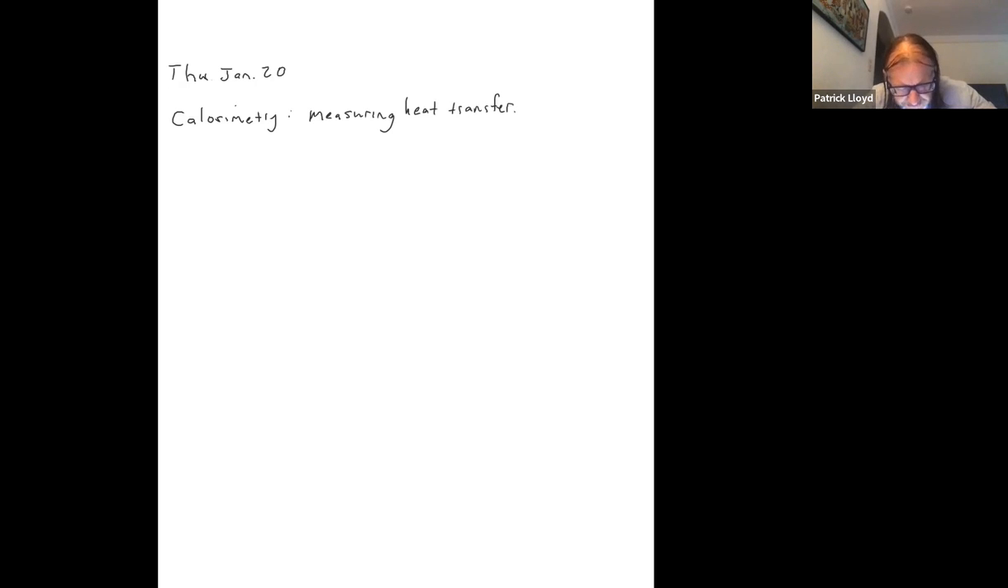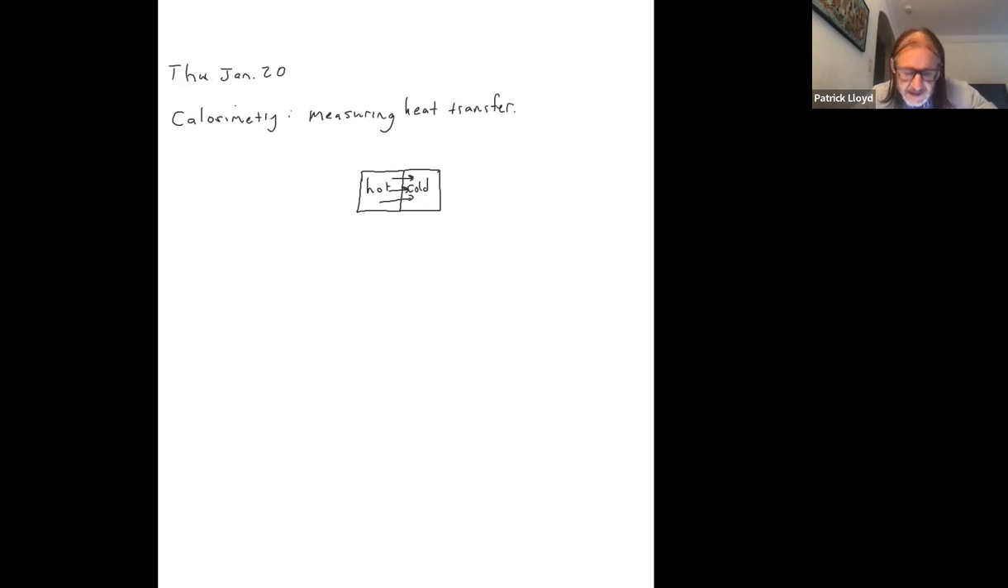What we said was that if we have an object that's hot and we have an object that's cold, heat will flow in the direction from the hot to the cold. Okay. That's essentially what we observe.